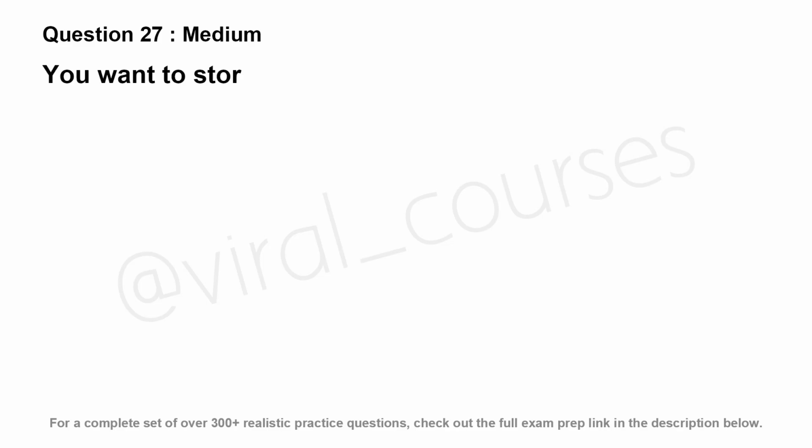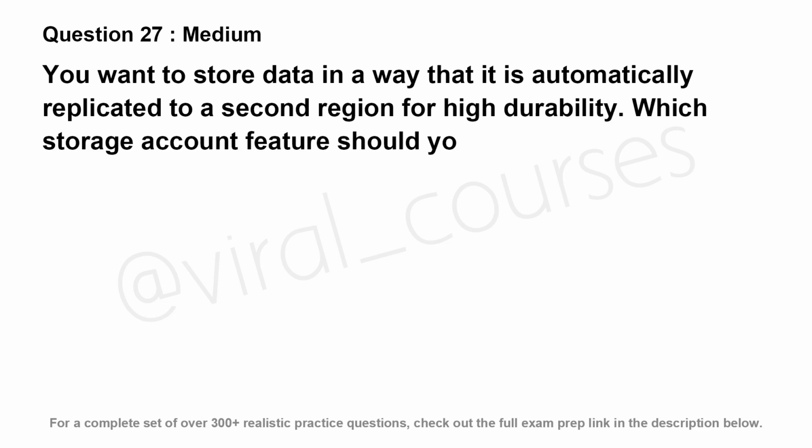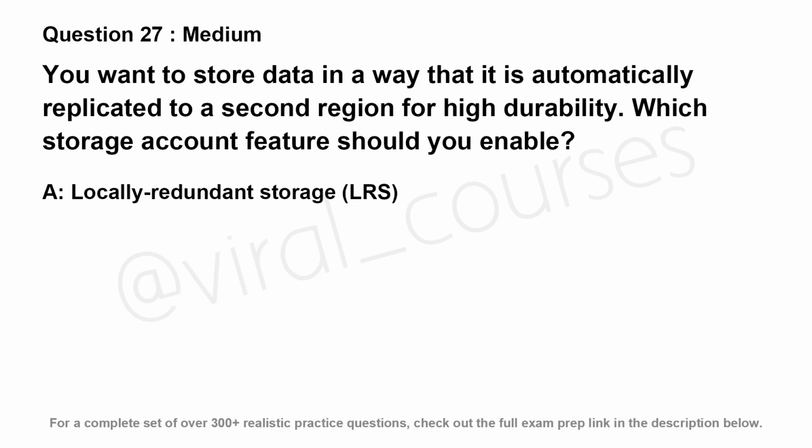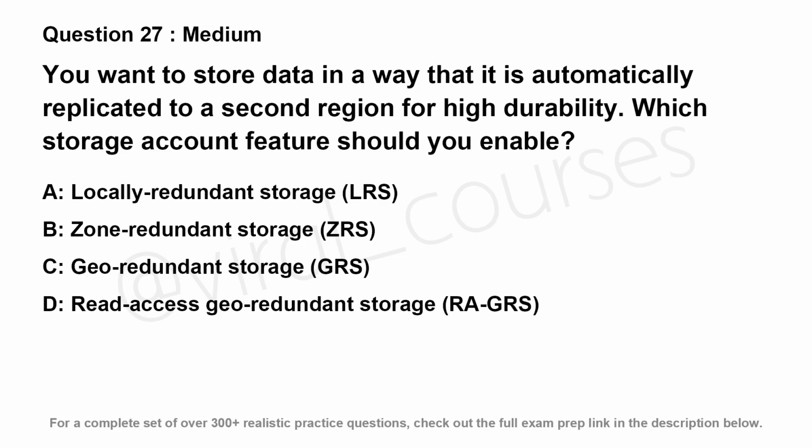You want to store data in a way that it is automatically replicated to a second region for high durability. Which storage account feature should you enable? Option A, locally redundant storage, LRS. Option B, zone redundant storage, ZRS. Option C, geo-redundant storage, GRS. Option D, read-access geo-redundant storage, RA-GRS.